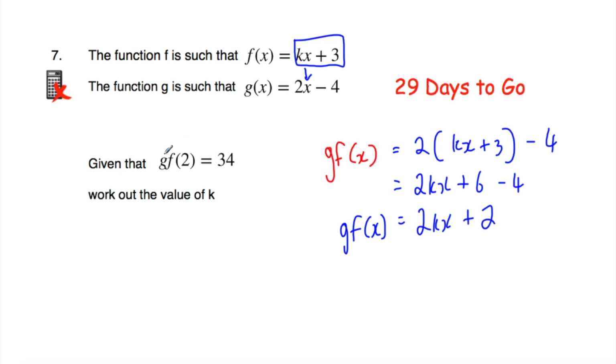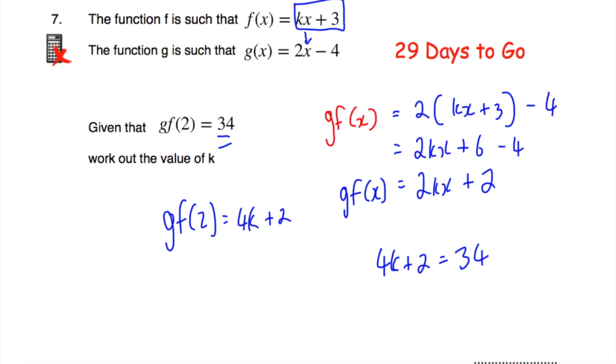Now in the question we were told that gf of 2 is equal to 34. So let's substitute 2 into this. So let's find gf of 2 and see what that's equal to. So if we substitute 2 in for x, we're going to get 2 times k times 2. Well, 2 times 2 is 4, and then we've got k, so it's going to be 4k, and then we've still got our plus 2. So that means that gf of 2 is equal to 4k plus 2, but we're told that's equal to 34. So that means that 4k plus 2 is equal to 34.